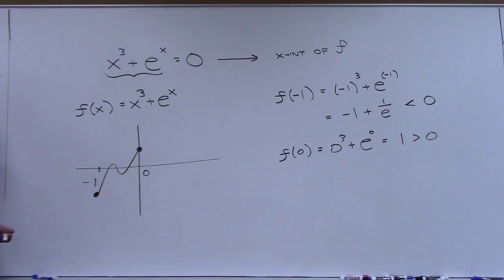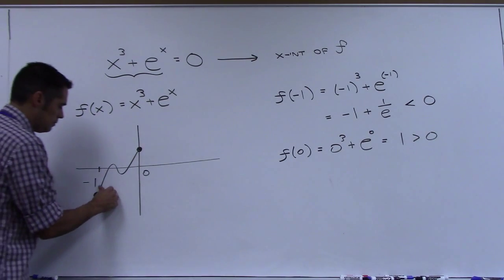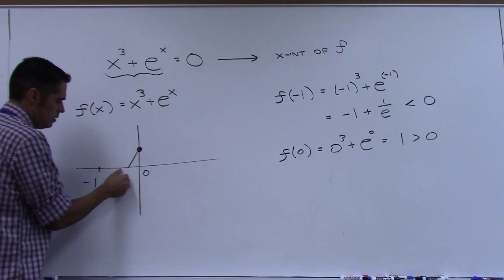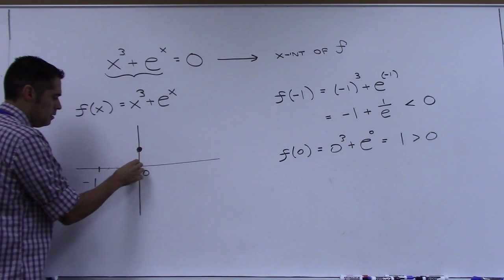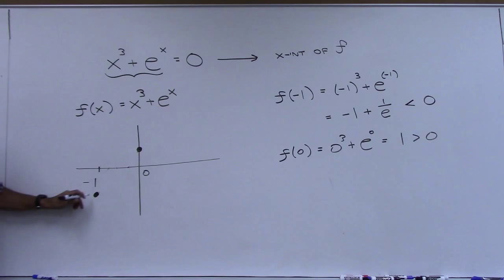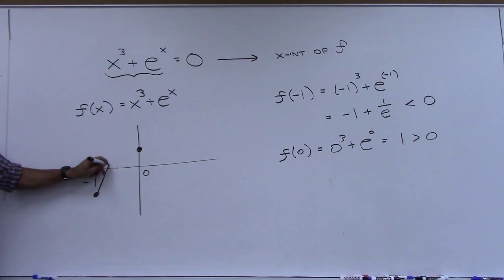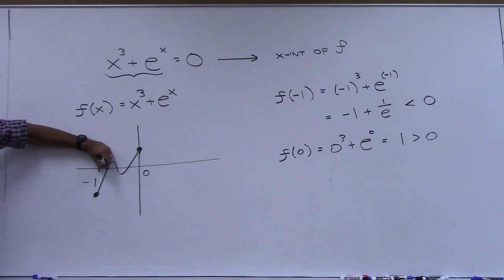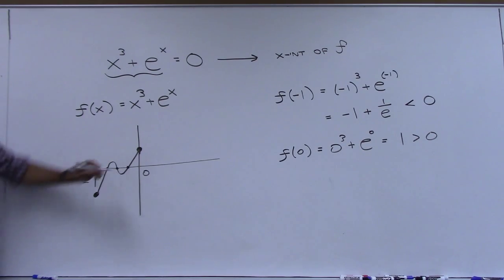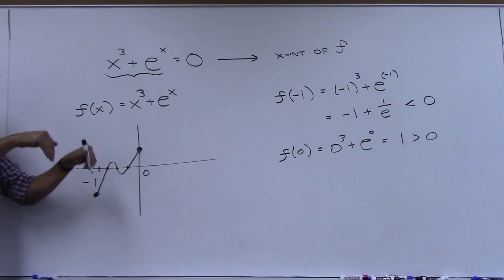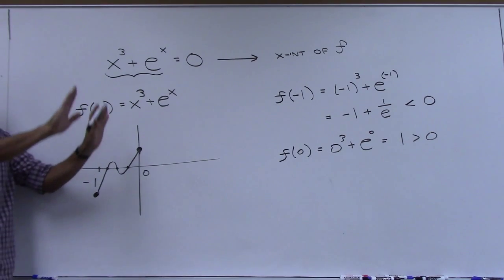So how do I convince myself there's only one? I could check another point, yeah? Tell me about this. If I draw this, and it comes back down and goes back up like that, if I'm going to have more than one x-intercept, my graph will have to go up, and eventually, won't it have to come back down and then go back up?